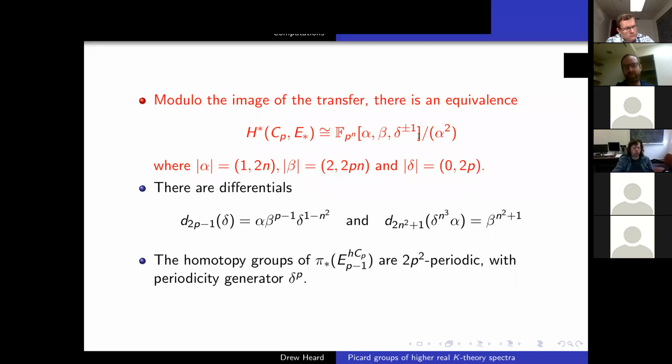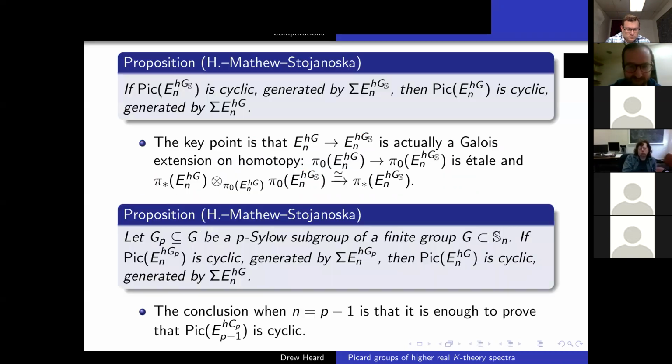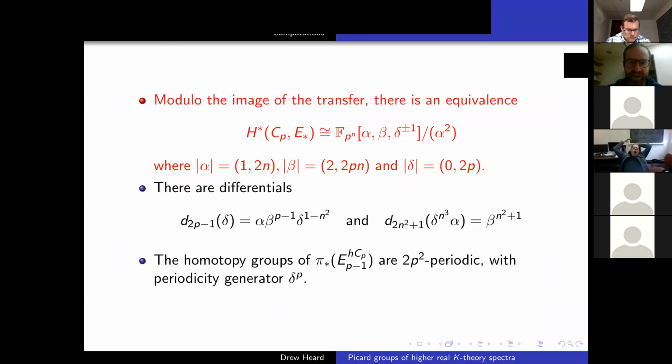This is our periodicity operator. So alpha lies in degree 1 to n, beta. So n equals p minus 1 here, I should say, and p is odd. That will be the assumption. These previous reduction theorems did not rely on any prime. This is true for all n and all p. But here we are fixing n equals p minus 1.